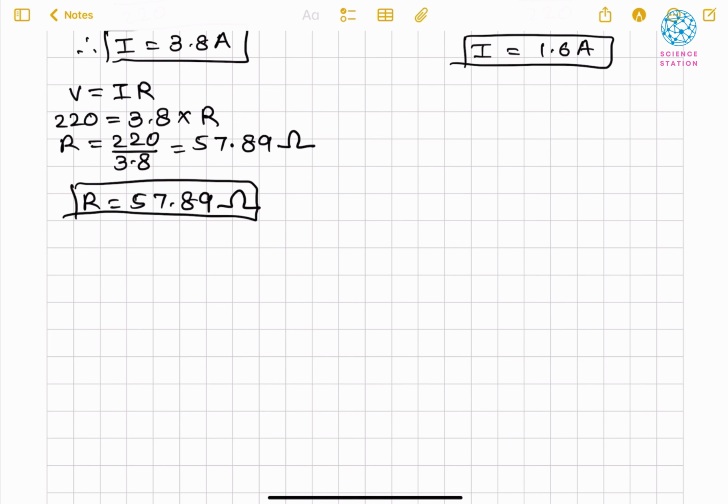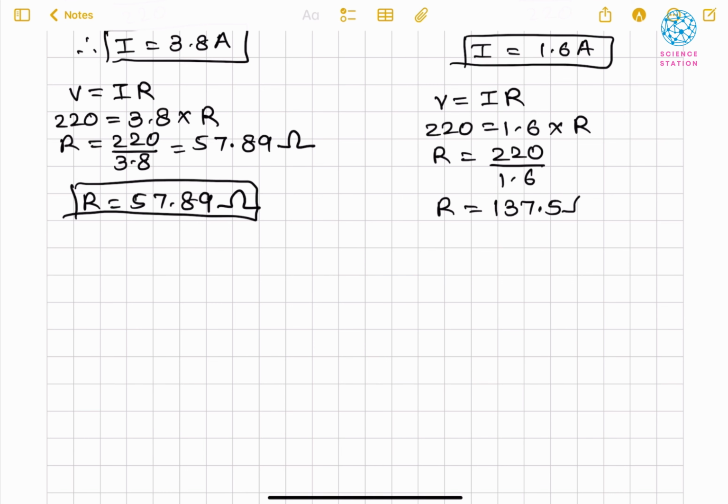And for the minimum one, V equal to IR again. So 220 equal to, that was 1.6 into R. So R will be 220 upon 1.6. So that is R equal to 137.5 ohms. So these are the two resistance required.